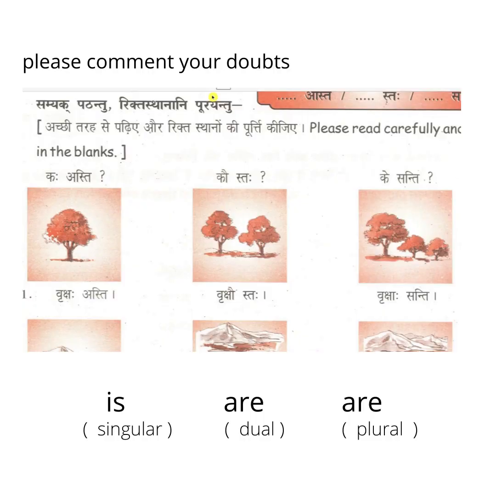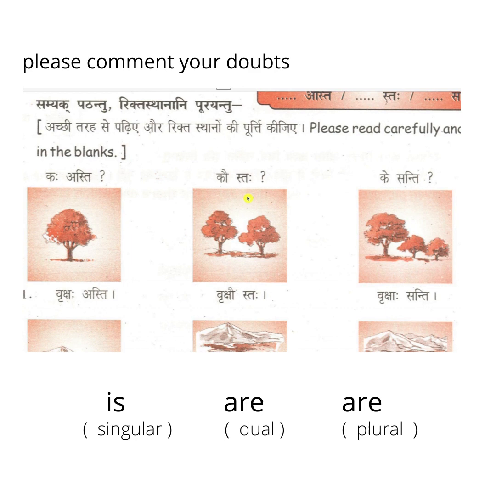Today we are going to see how to use asti, staha and santi in Sanskrit. Asti means is in English, staha means are, santi also means are. Staha stands for two, dwell. Whenever we are referring to two things, we have to use staha, and when we are referring to more than two things, we have to use the word santi.